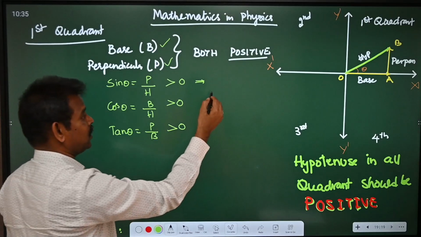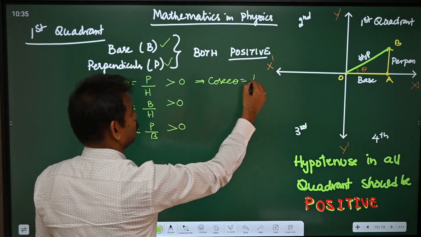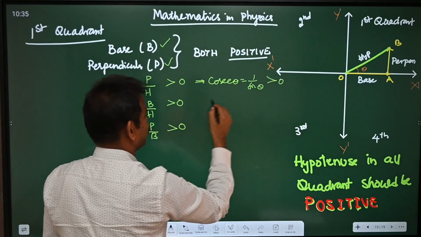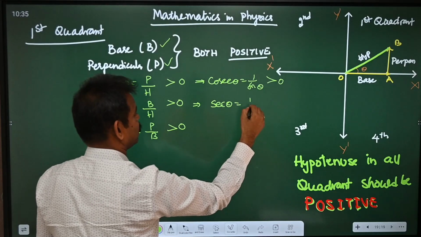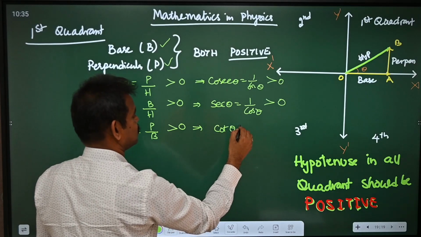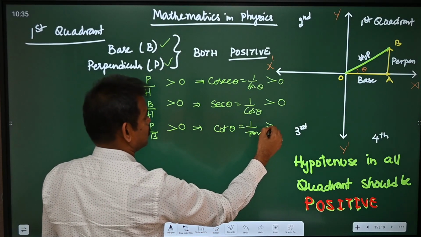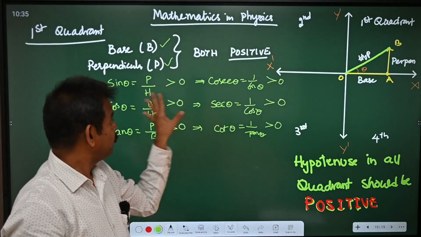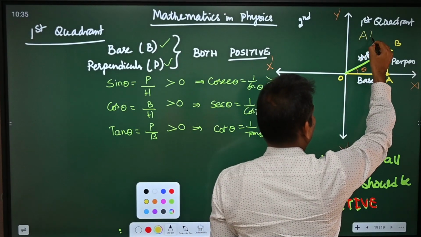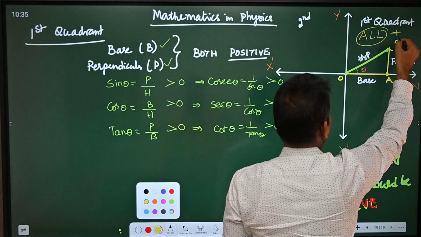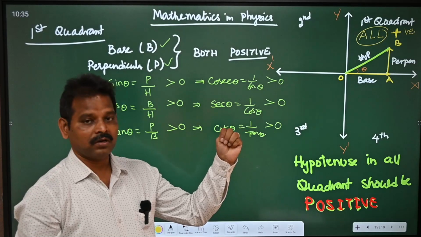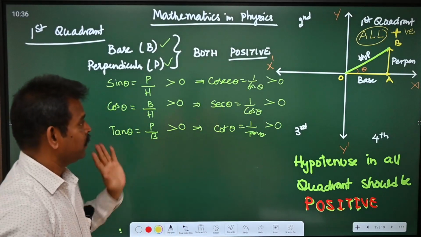And the corresponding inverse ratios: cosecant theta is equal to 1 by sin theta. When sin theta is positive, cosecant theta is also positive. Similarly, secant theta is equal to 1 by cos theta, this is also positive. And cot theta is equal to 1 by tan theta, this is also positive. So in the first quadrant, all trigonometric ratios, sine, cos, tan, cosecant, secant and cot, all are positive.